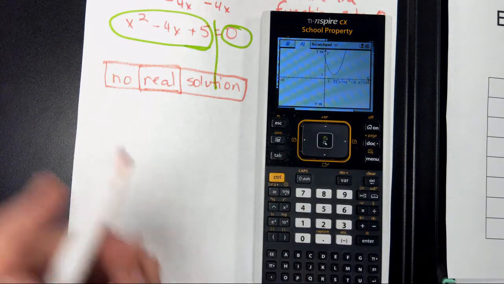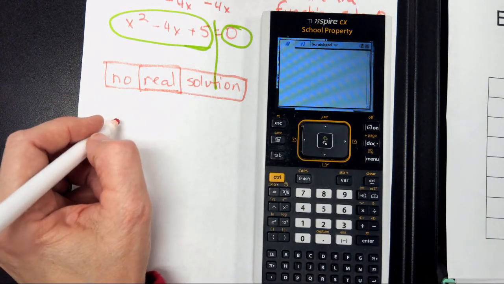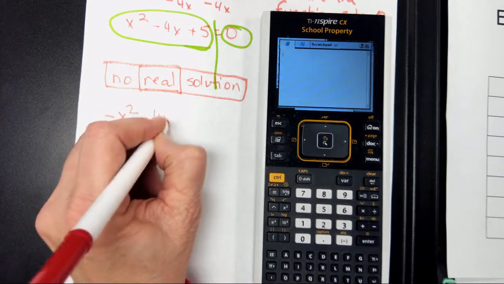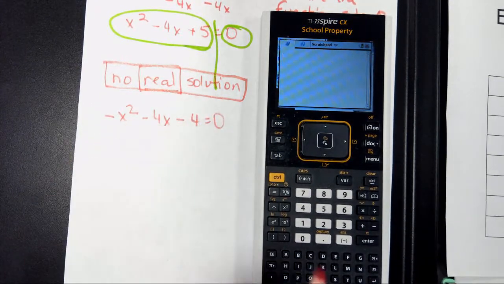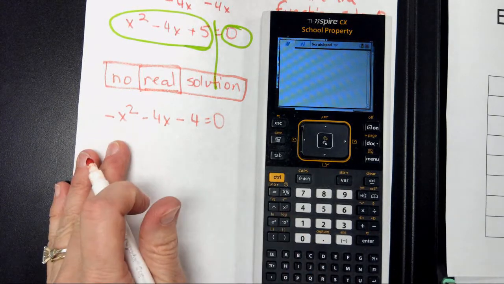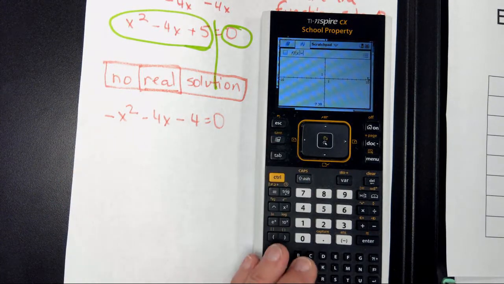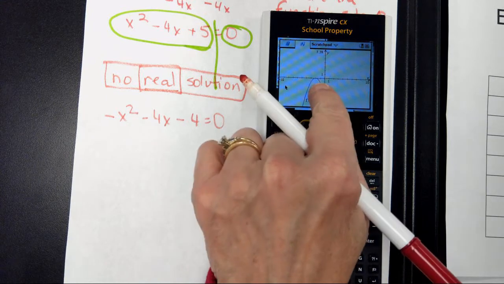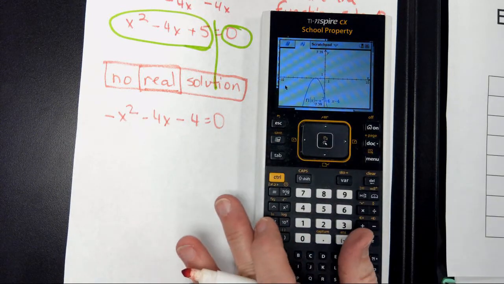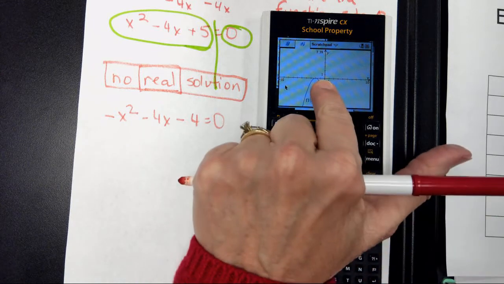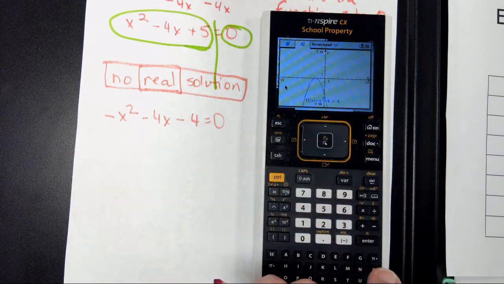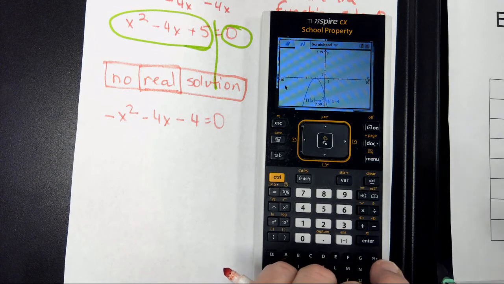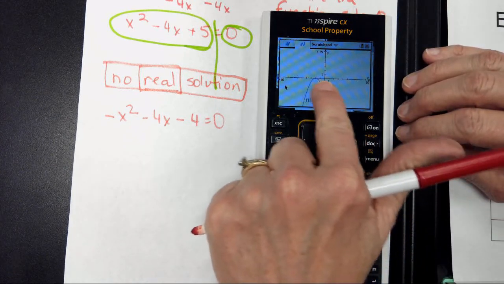My second example is negative x squared minus 4x minus 4 equals 0. Since this already equals 0, I'm going to go to the graph part of the calculator and put in negative x squared minus 4x minus 4. And you can see that this one looks like it touches the x-axis exactly one time. If you'll remember, when it touches the x-axis, that's called a 0 on this calculator. So I'm going to use the function to find the 0 for this.